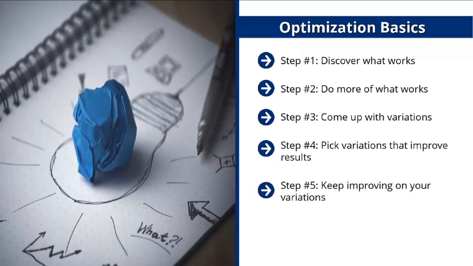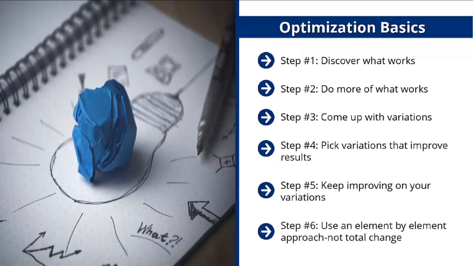Step number 5, keep improving on your variations. Try to level up the traffic variations that you've got going and come up with new variations. Again, this all boils down to effective tracking. You're trying to keep modifying what you're doing to pick the most efficient and effective traffic generation method.